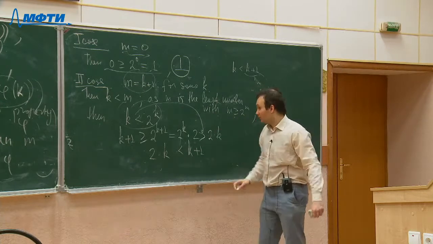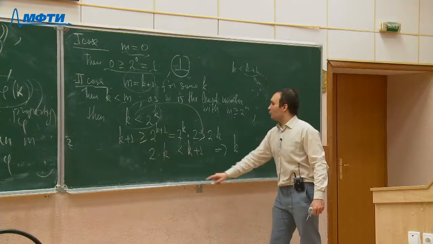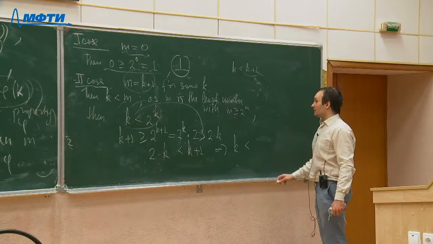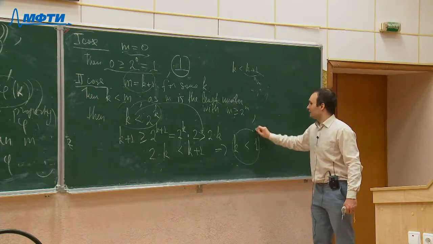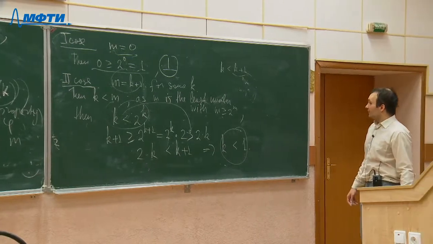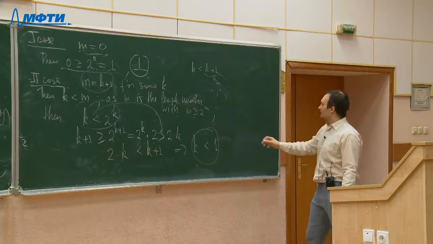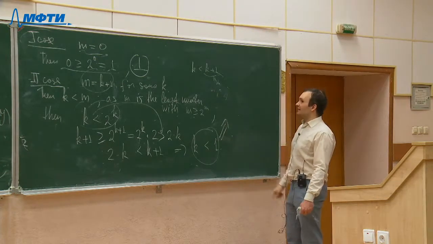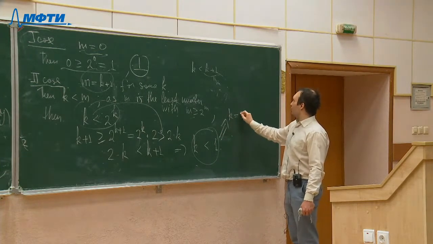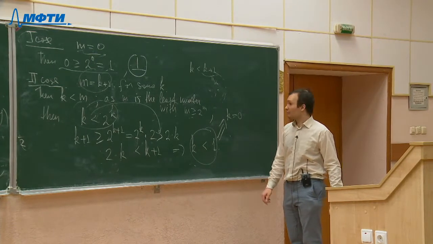Subtraction. If I subtract, then I'll obtain one copy of k here and what? 1 there. Okay. K is less than 1. We are considering naturals. That means that k is 0. 0 is the only natural which is less than 1.